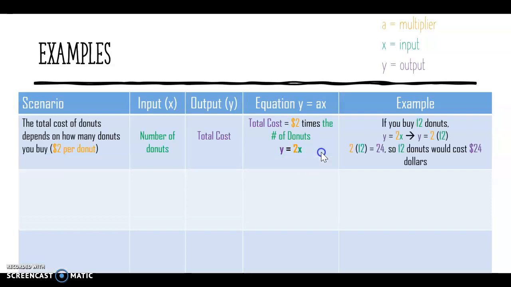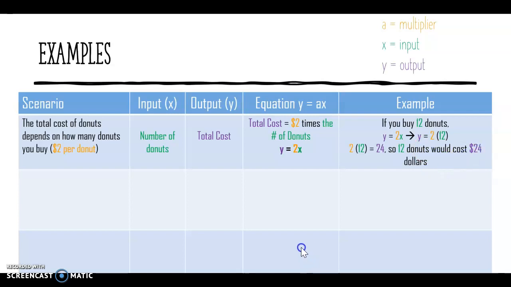Here's an example. Let's say you buy 12 donuts. We're trying to figure out how much you're spending when you buy 12 donuts. So you would write it as y equals 2x. Remember, y is your total cost that you're trying to figure out. The 12 donuts, that's your input. That's the value that you're putting in, because that is what can change. You could buy 10 donuts, you could buy 200 donuts. Right now we're buying 12 donuts. So that's what we're going to put into the equation. And now we can do 2 times 12, and 2 times 12 will give us 24. So that means that buying 12 donuts would cost us $24.